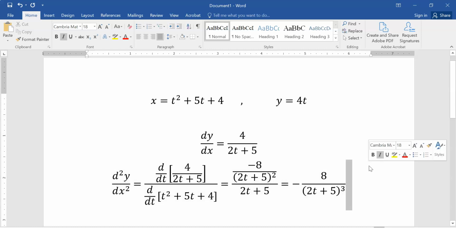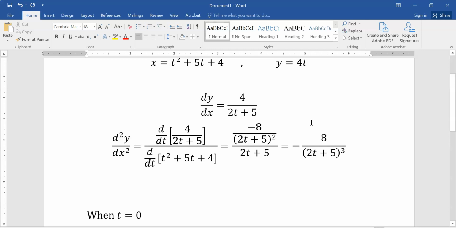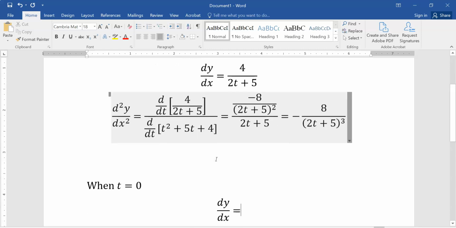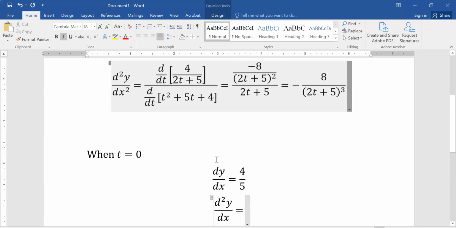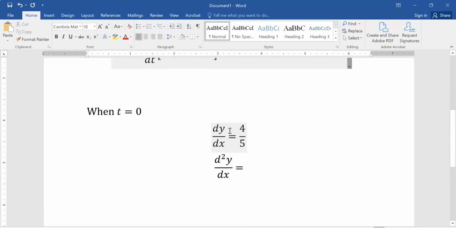So the second derivative, oops, is that. Now, when t is 0, all we have to do is plug in 0 for t. So into the first derivative, when t is 0, we get 4/5. By the way, the special notation you can use, I put just dy over dx equals 4/5. Some people will write a line here and write t equals 0 underneath, but this is fine as well.